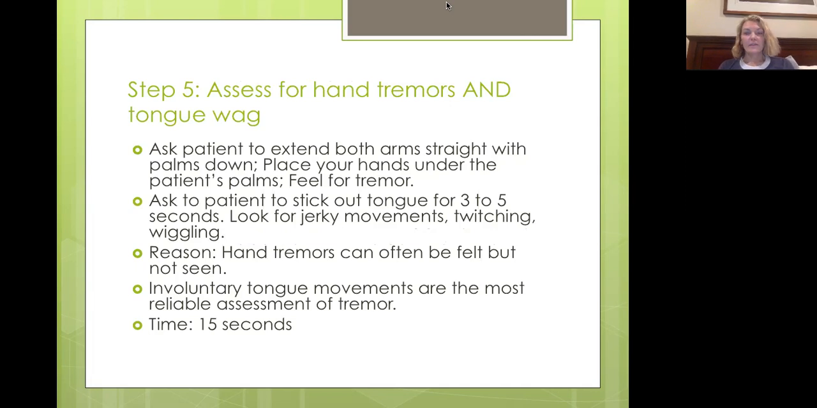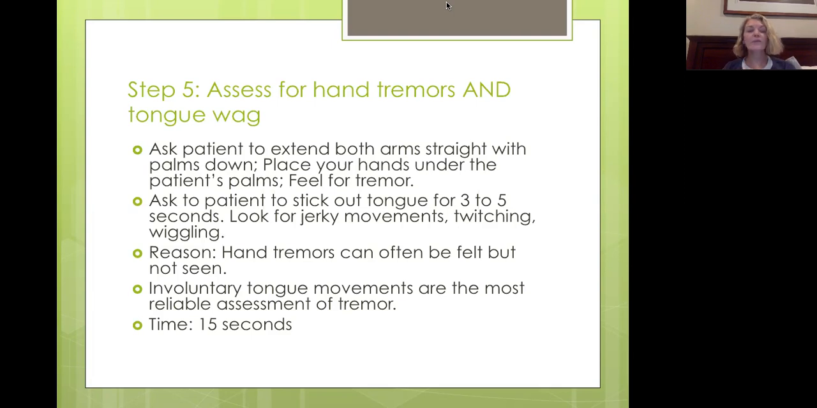Step 5, assess for hand tremors and tongue wag. You want to ask the patient to extend both arms straight with the palms down, so the hands are going to be like this. You're going to put your hand under the person's palm and you'll feel for a tremor. Sometimes it's really obvious, sometimes it's very mild. Then you're going to ask the patient to stick out his or her tongue for 3 to 5 seconds, and you want to look for jerky movements, twitching, and wiggling.